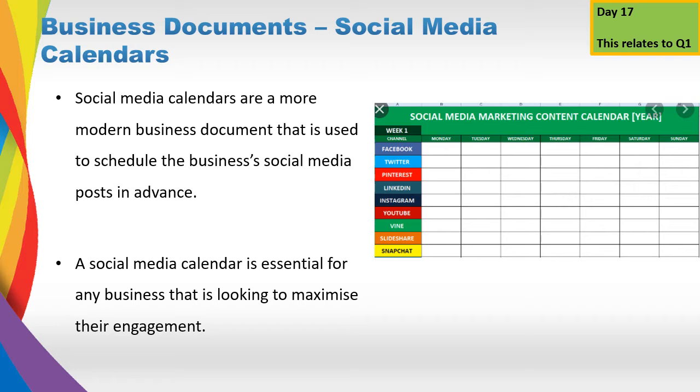A social media calendar. You may or may not have seen these before, so I've put an example again on the right hand side. Social media calendars are a more modern business document that is used to schedule the business's social media posts in advance. When we were looking at our social media units, we were looking at what type of social media we could use to advertise businesses and to gain interest of our customers depending on our demographics. But also we looked at engagement, and this is where your calendar comes in, because you need to engage with your customers regularly on these social media channels.